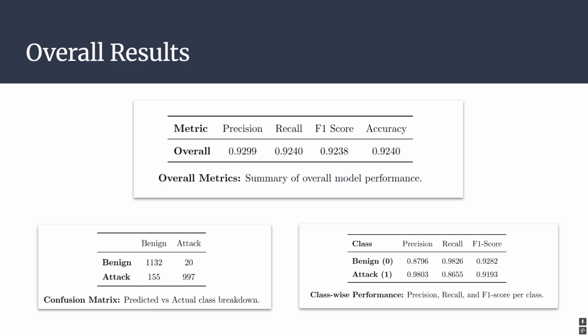Breaking it down by class, the benign class has an F1 score of 0.9282, while the attack class is slightly lower at 0.9193. This gap suggests that the model is more confident when recognizing benign behavior, which aligns with the goal of minimizing disruptions to normal processes.